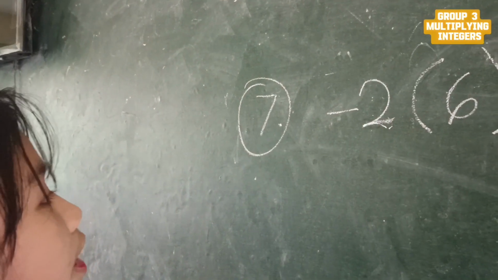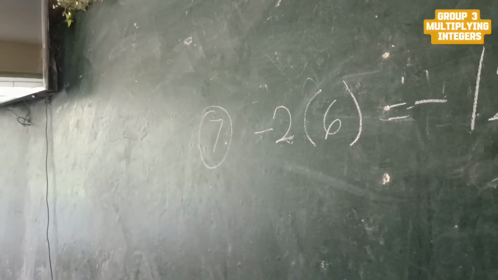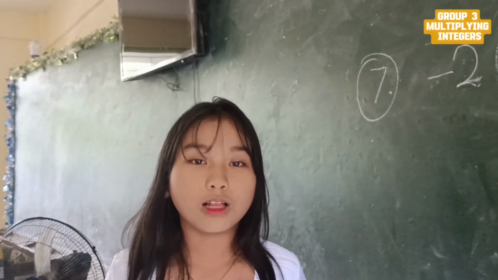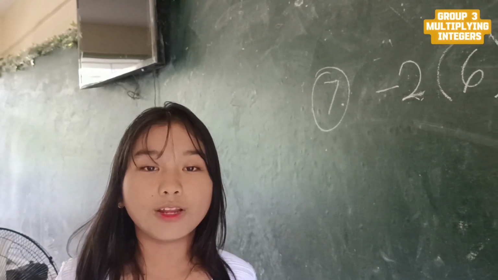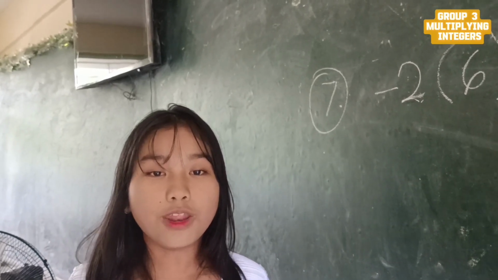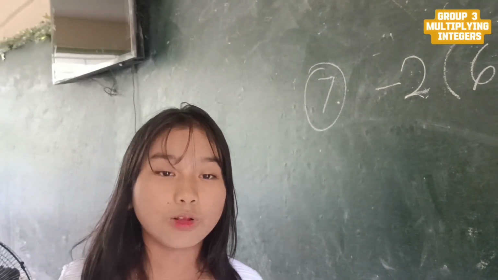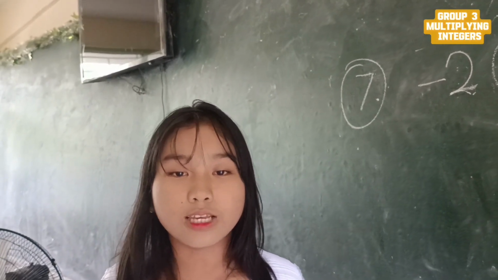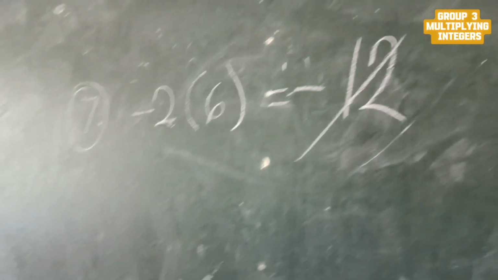Example number 7. Negative 2 multiplied by positive 6 is equal to negative 12. If the numbers have different signs, we will follow rule number 2. Negative multiplied by positive, the product is always negative. Therefore, negative 2 multiplied by positive 6 is equal to negative 12.